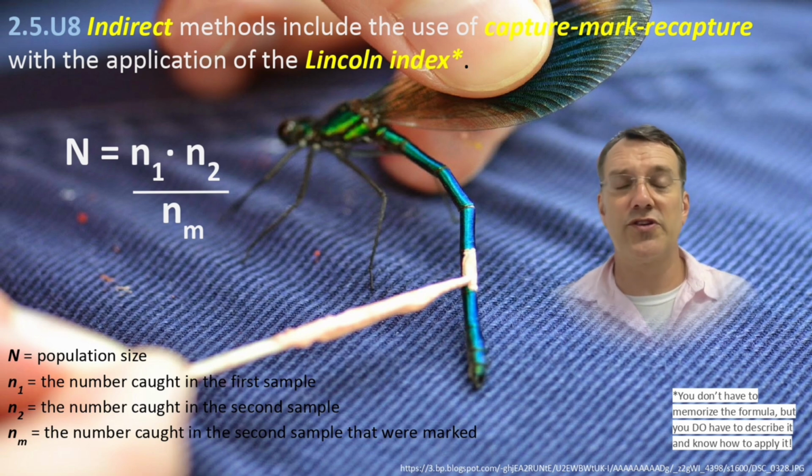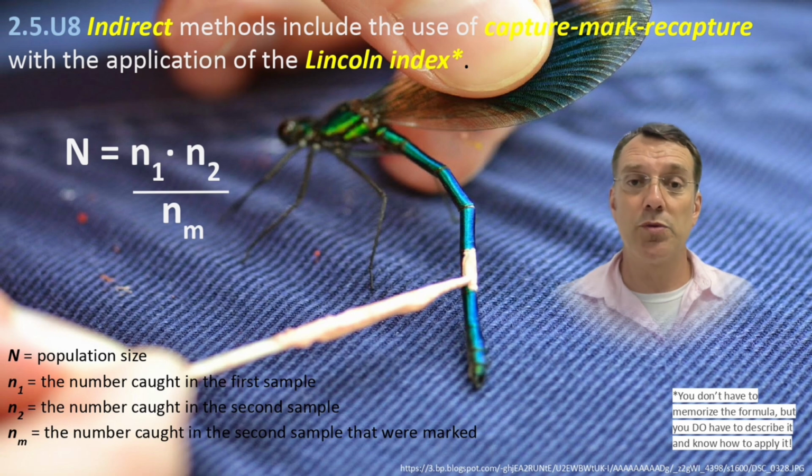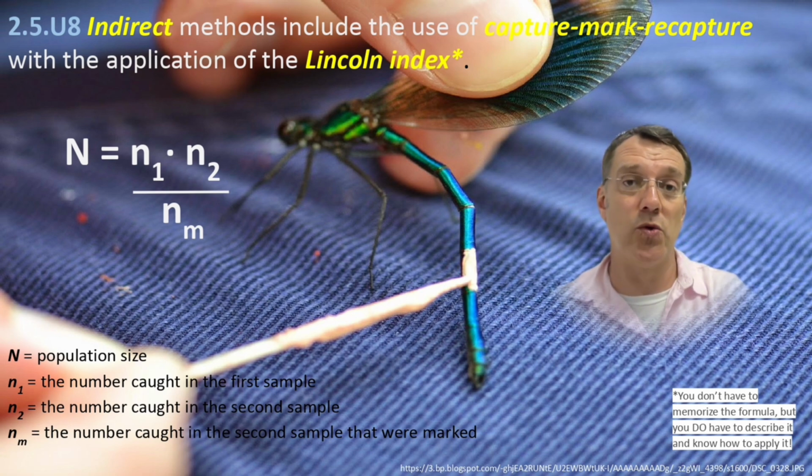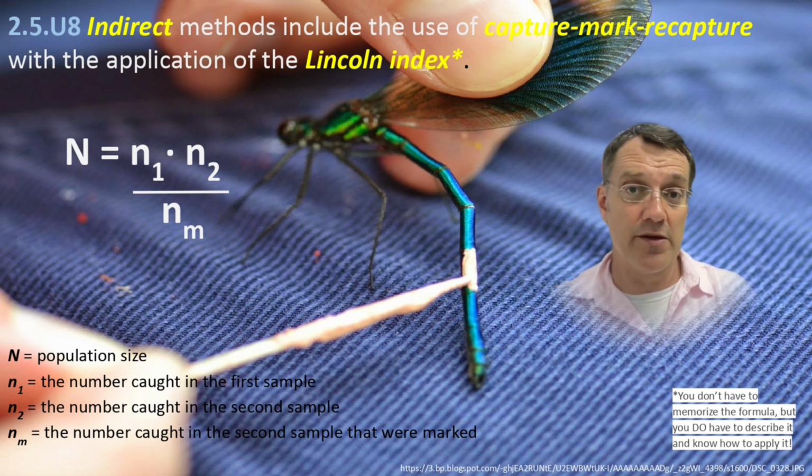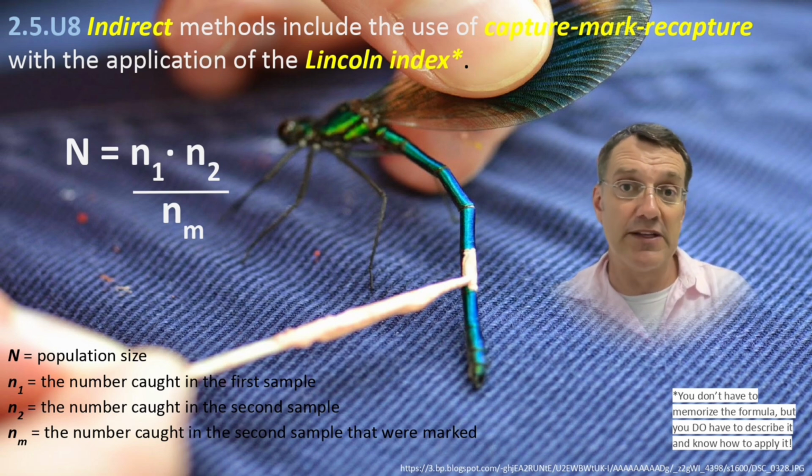The formula looks complex, but it follows simple logic. The proportion of marked animals in the second sample should reflect the proportion of marked animals in the whole population. For your exams, you don't need to memorize the formula because it will be given to you, but you absolutely must know how to use and apply it.